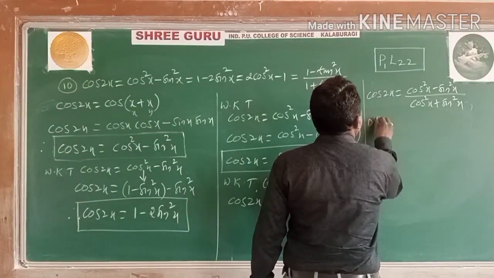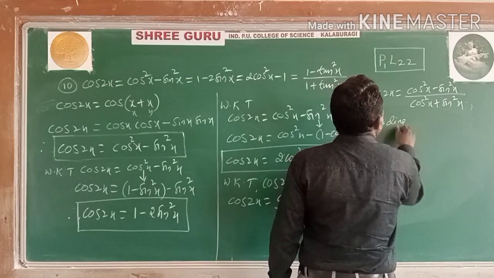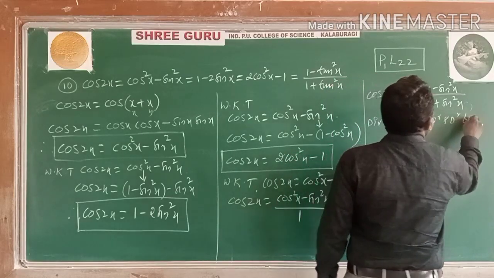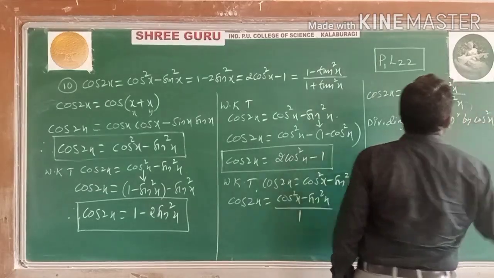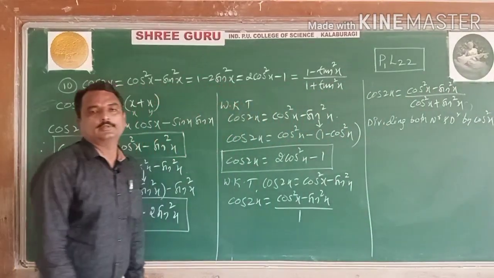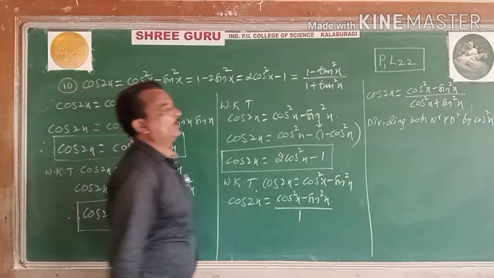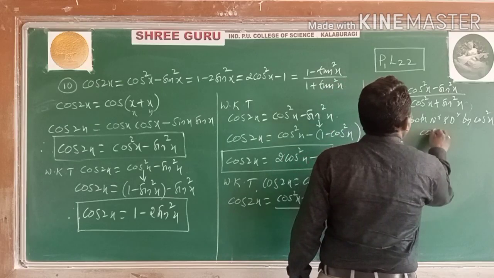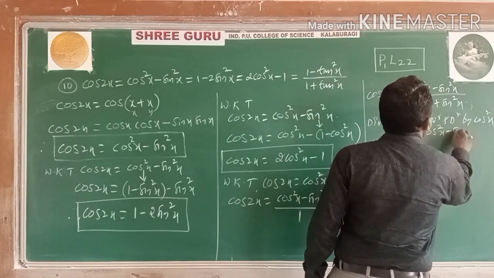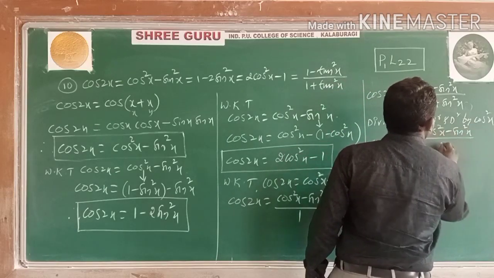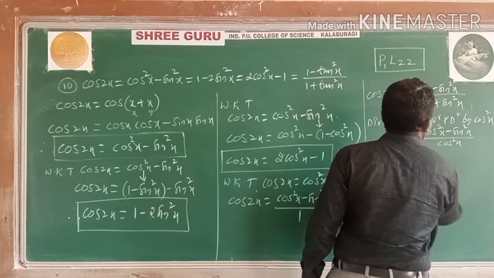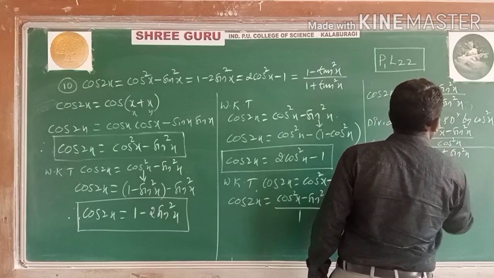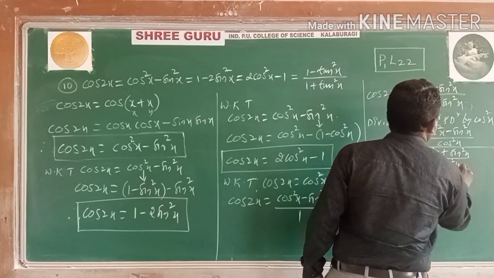Dividing both numerator and denominator by what? You have to make it a tan. Dividing both numerator and denominator by cos square x. So cos 2x equals cos square x minus sin square x, divided by cos square x, whole divided by cos square x plus sin square x, divided by cos square x.